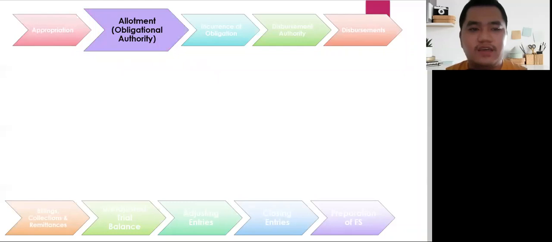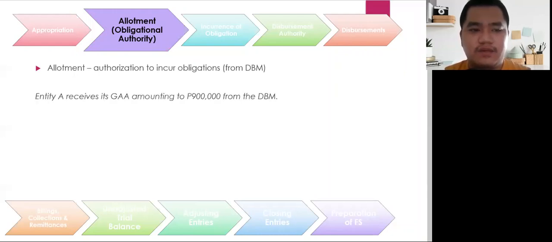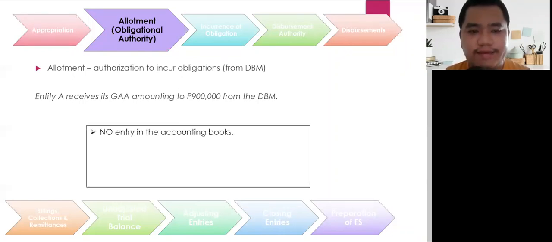Next, we have the allotment. This is the authorization to incur obligations from the Department of Budget and Management. So in our example, Entity A receives its allotment amounting to 900,000 from the DBM. Similar to appropriation, we do not have any accounting entry in the accounting books. Rather, it will only be recorded or posted in the budget registries.